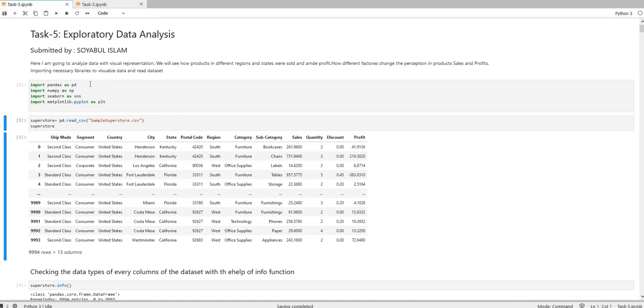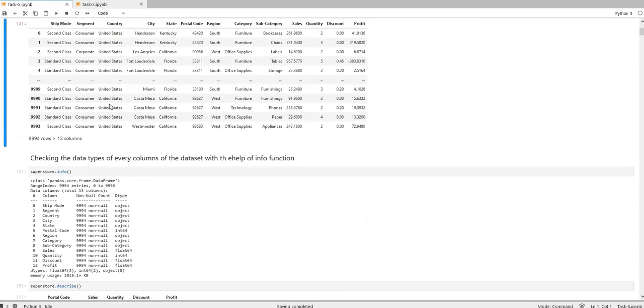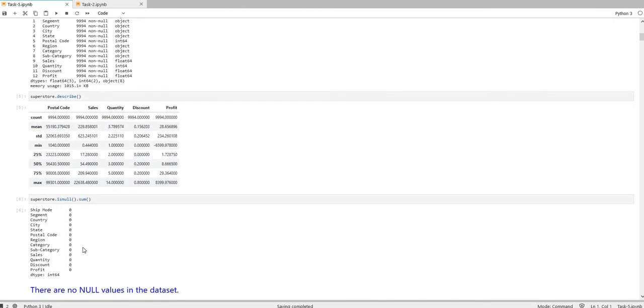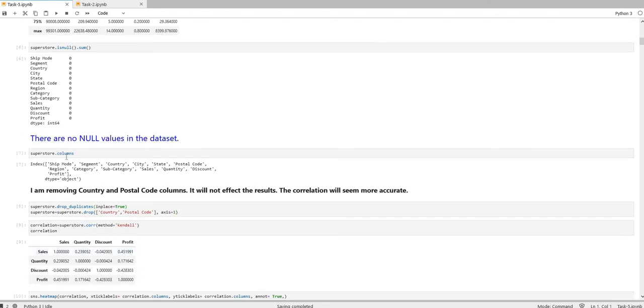Here I have imported some important libraries like Pandas, NumPy, Seaborn, and Matplotlib to implement my exploration of this data. If we look here, there are no null values. These are the columns of the dataset, and as we see, there is only one country, United States, so we can eliminate the country and postal code columns. This will have no effect on our exploration.